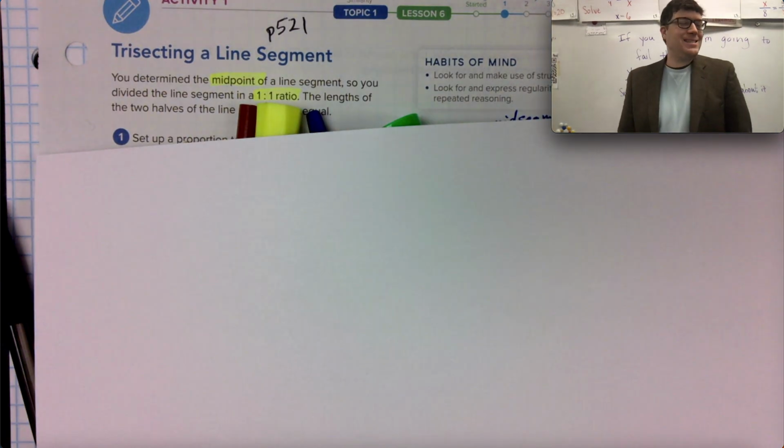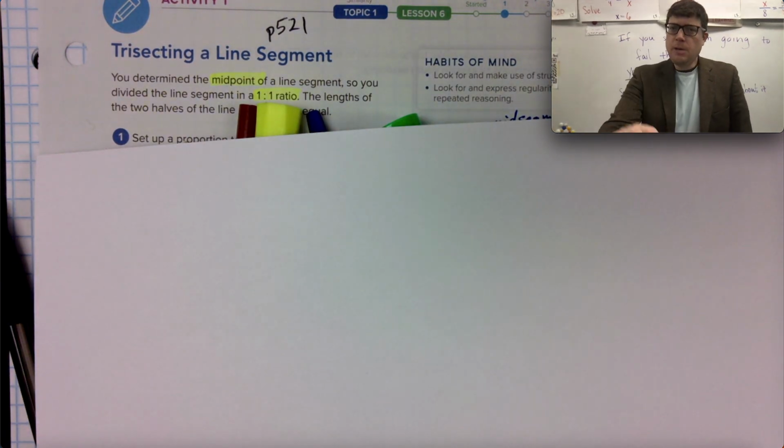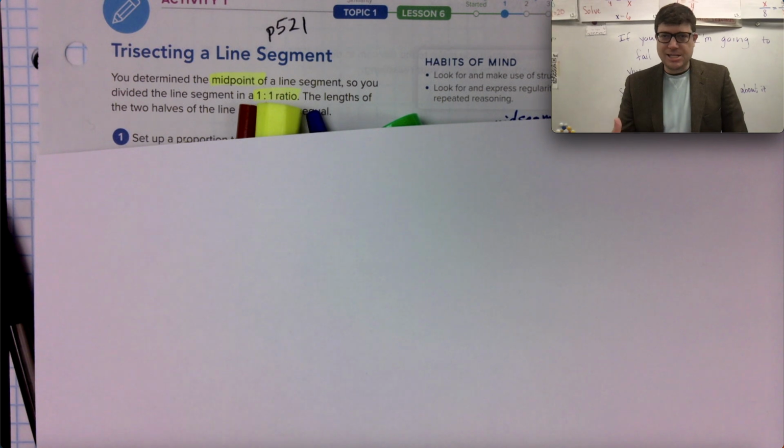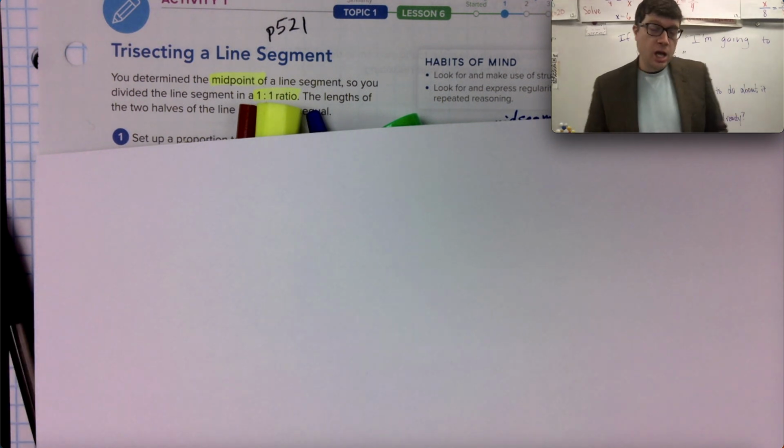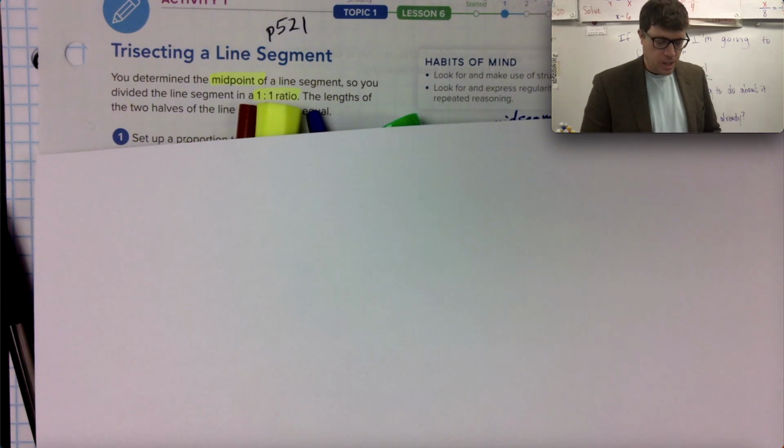About trisecting a line segment, which in the past we did something called bisecting or finding the midpoints. There is a way for us to actually do a trisection of any line segment possible. But let's go ahead and set it up.